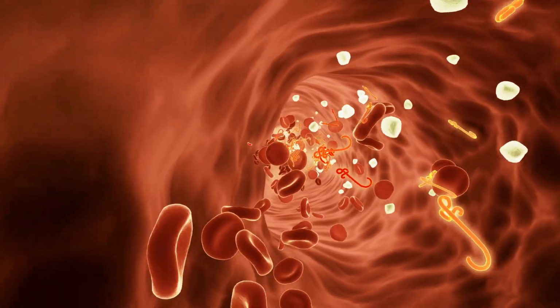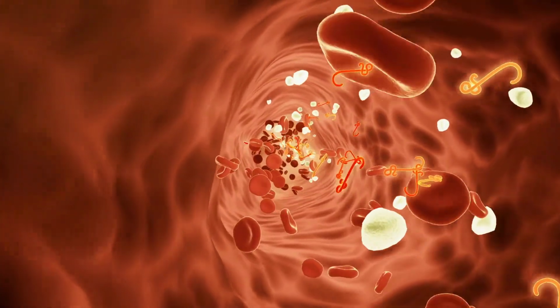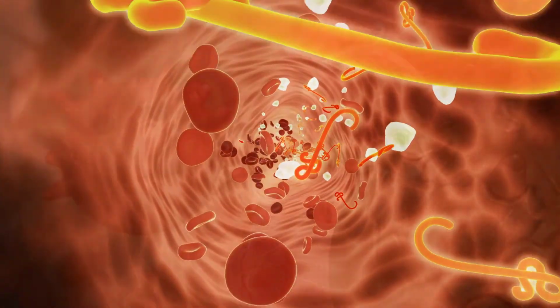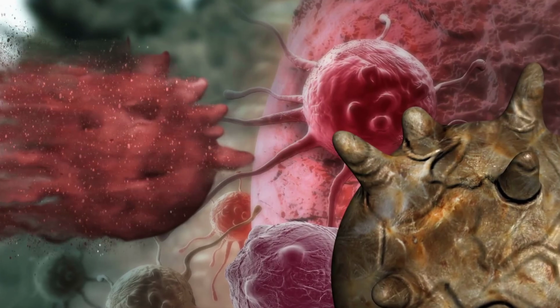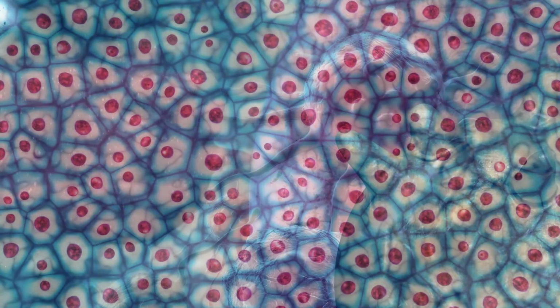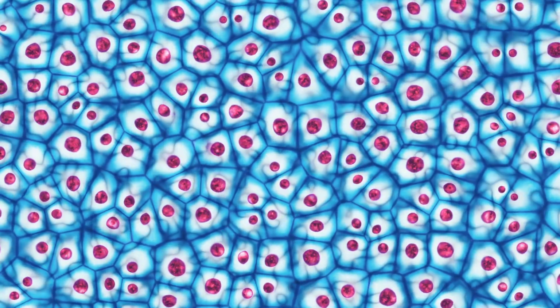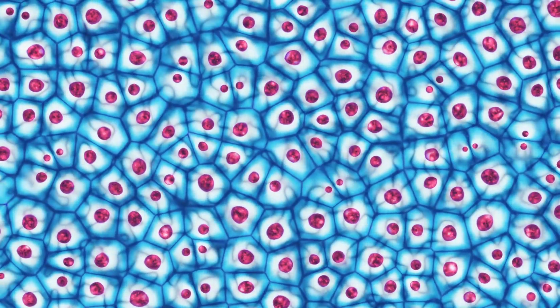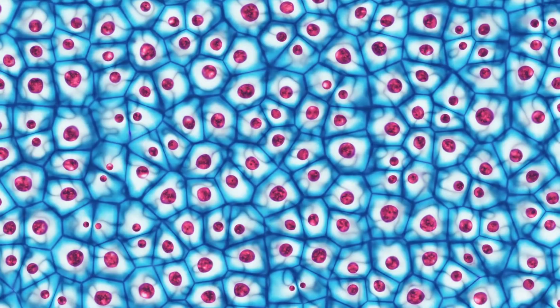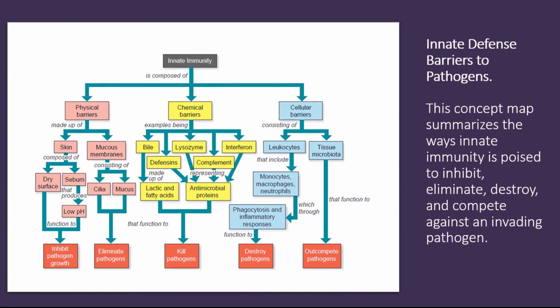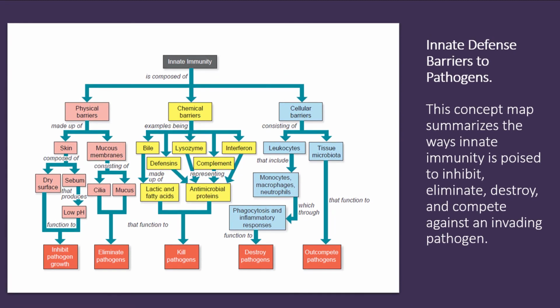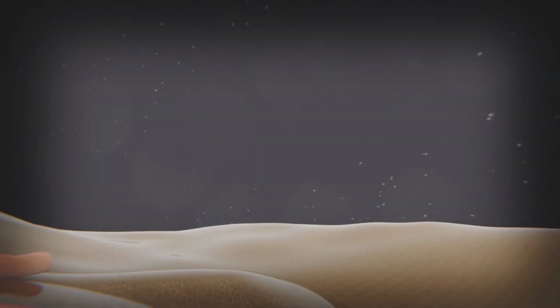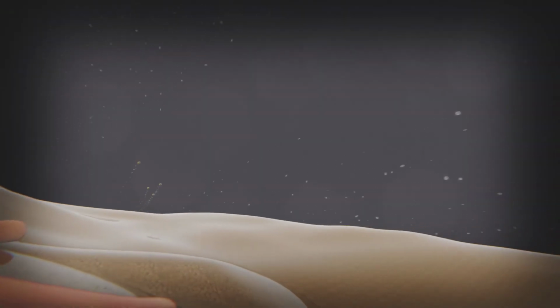The blood monocytes, tissue macrophages, and neutrophils are key cellular defenses of innate immunity. These cells can carry out phagocytosis and trigger an inflammatory response to destroy invading pathogens. The normal microbiota of the body surfaces form a cellular barrier by outcompeting pathogens for nutrients and attachment sites. Here is a concept map summarizing the ways innate immunity is poised to inhibit, eliminate, destroy, and compete against invading pathogens. Phagocytosis is the capturing and digestion of foreign particles.